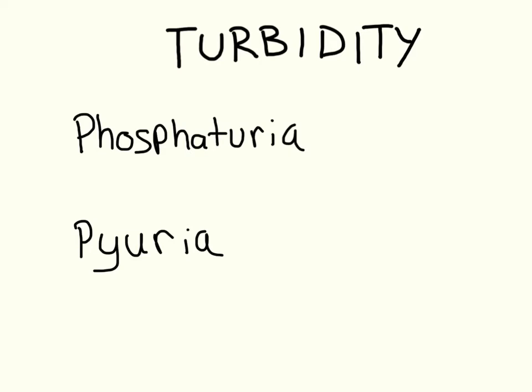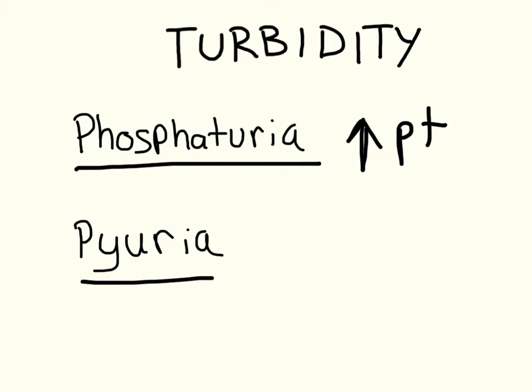So what does turbidity mean? Most of the time, it is not an infection, but it is phosphaturia. If your urine has a high pH, then it's going to precipitate phosphate, and you're going to urinate it out, and it's going to be cloudy. The second most common cause is infection, and you're going to get a turbid color because of the white blood cells. Now, how do you tell these two apart?